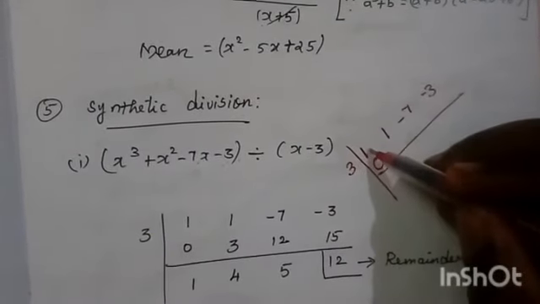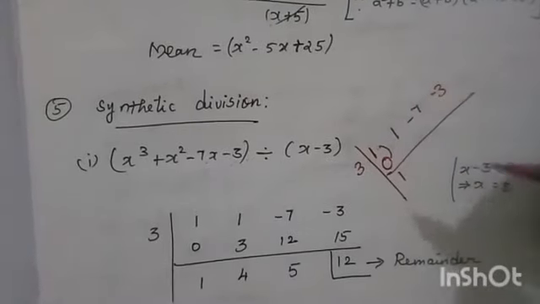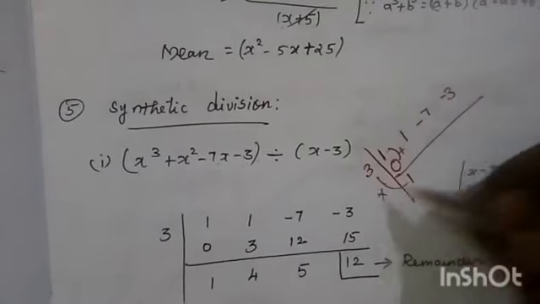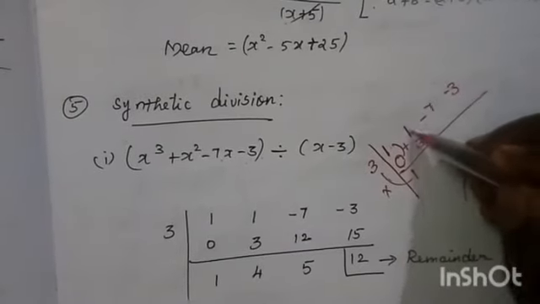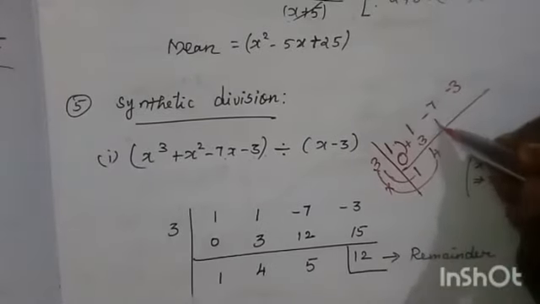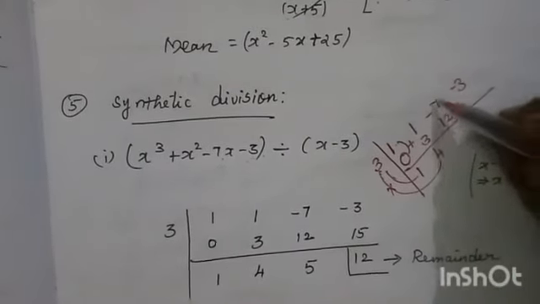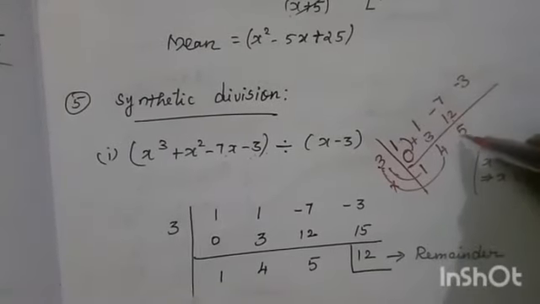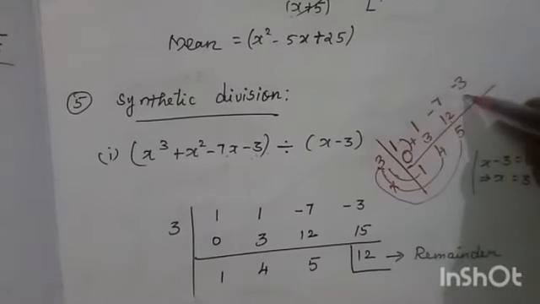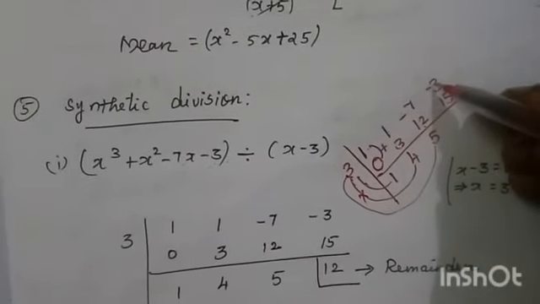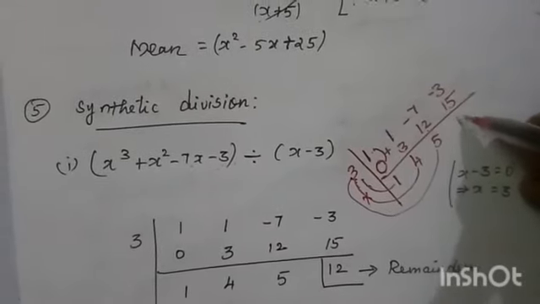Now the second step: you have to add these two, 1. Then 1 into 3, you multiply, that is 3. Then add these two, 4. Then multiply, that is 12. Then add these two: minus 7 plus 12, so 5. Then 5 threes are 15. Now simplify: minus 3 plus 15 equals 12.